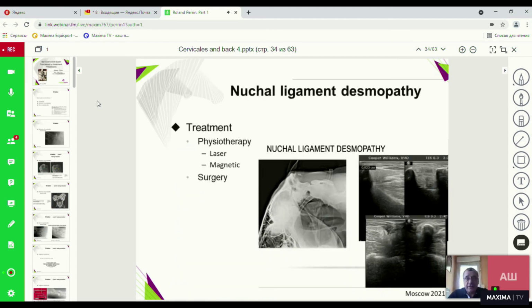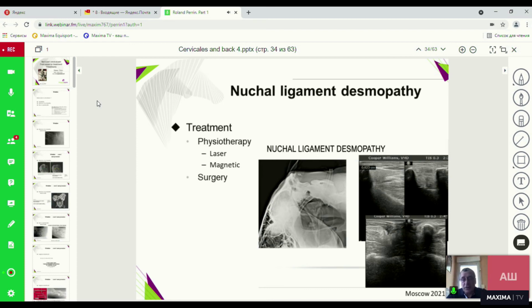After, you have the nuchal ligament desmopathy. This happens often.